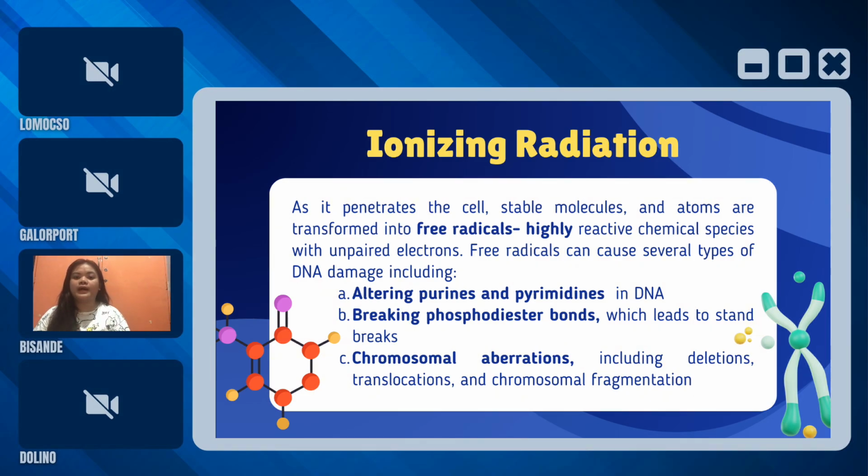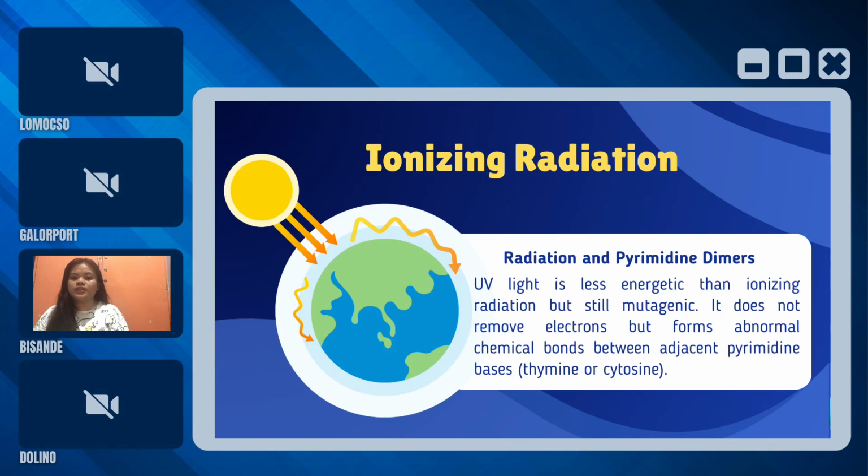We also have UV radiation and pyrimidine dimers. UV light is less energetic than ionizing radiation, but it is still mutagenic. It cannot remove an electron, but it can form abnormal chemical bonds between adjacent pyrimidine bases, either thymine or cytosine.